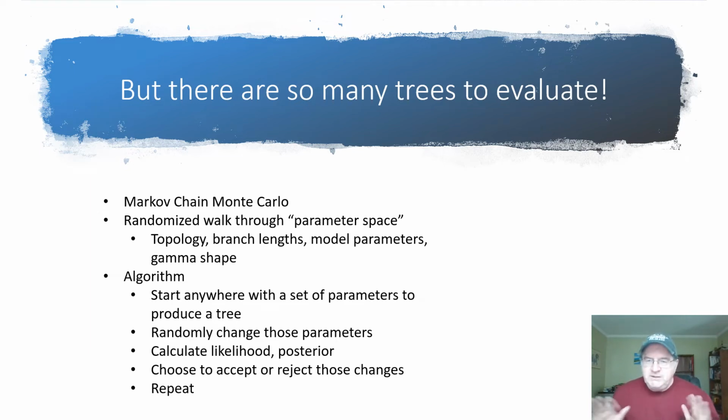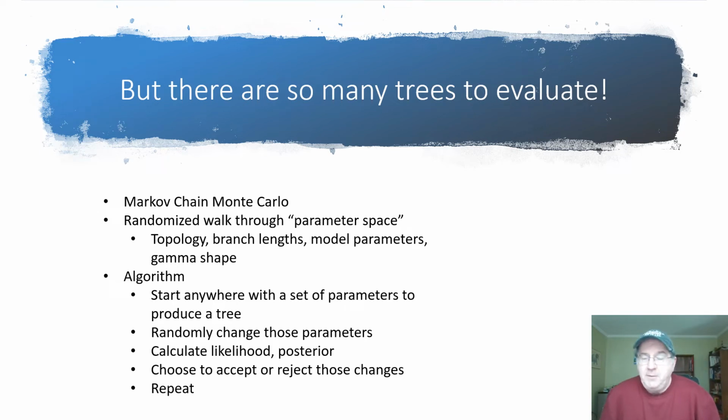Stick with that idea of a parameter space, a landscape that we're trying to find the high points in. So we start anywhere you want in that landscape and look at the tree there, and calculate its likelihood. I'm sorry, its posterior probability. What do I want? No, I want its likelihood. Sorry for the confusion there. We want its likelihood. So I start out, I know the likelihood of the place I'm at, the tree that I'm at. Now I want to randomly change some of the parameters that went into calculating that tree.